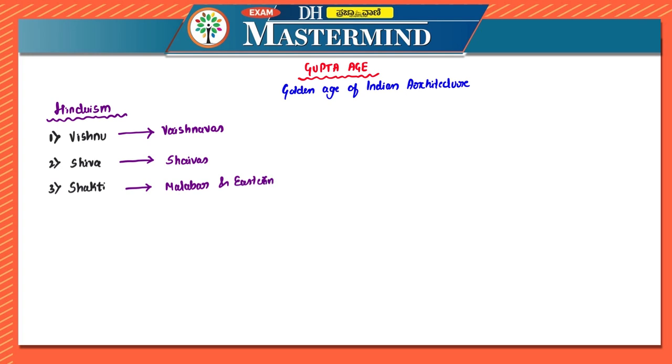Okay, so eastern India. Vaishnavas, or Vaishnavism, were majorly in the northern and central part of India. In case of Shaivism, we can see them to be dominant in the southern part of India. In Malabar and eastern India, there were Shaktis.